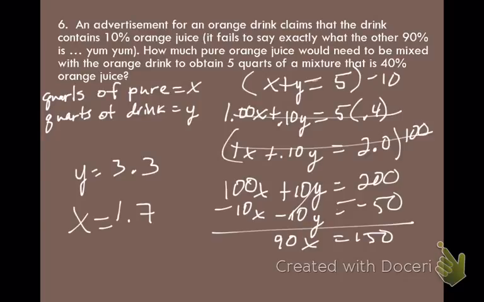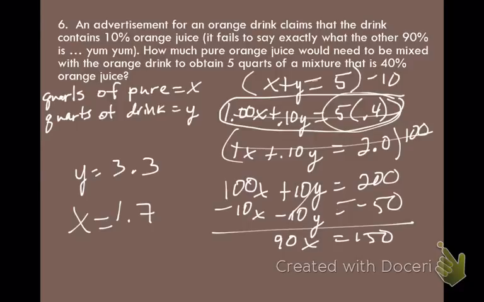Okay, so that's what you should have come up with. If X is going to be the quarts of pure orange juice, Y is the quarts of the drink, right? If we add those two amounts together, they have to equal 5 quarts, so that's the first equation. And then to come up with the second equation here, we have to convert that to the amount of orange juice in the drink, right? So we want 40% in the 5 quarts, so we had to multiply the 5 times 0.4 here.